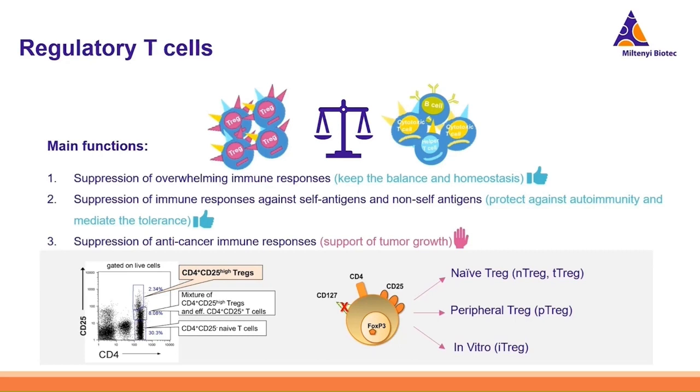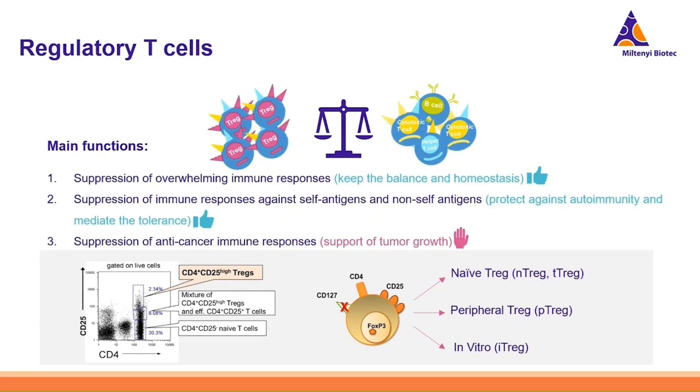Let's have a closer look at regulatory T cells here at the bottom. They don't have a unique marker. They are identified by the expression of CD4 and CD25, but also by the absence of CD127. And there is also an internal marker, which is FOXP3. In the end, Tregs are classified into three main subtypes, and this is based on where they actually come from or where the cell type has been developing. This is naive Tregs, peripheral Tregs, and there is also in vitro or induced Tregs.